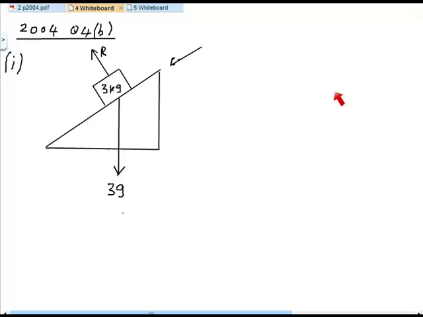Next thing you should always do is show your x and y axis. The easiest thing to do is to pick the x axis along the direction of motion, which is down the plane as shown, and pick the y axis perpendicular to that. Now we're told that this angle here is 45 degrees, which means this angle here is the same.